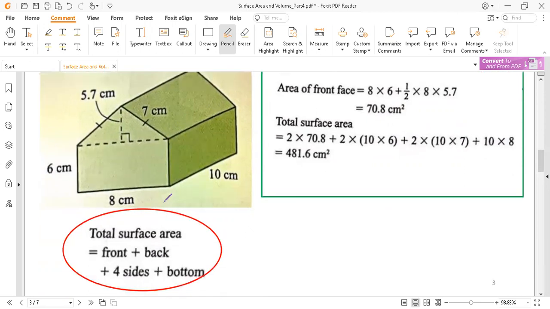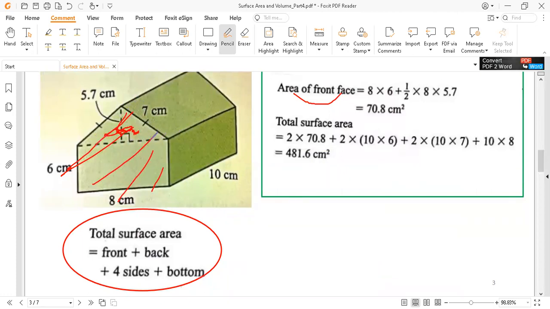So we have different faces here. First of all, we have the front face. The front face is a composite shape: a triangle with a rectangle at the bottom. This is the front face. It is easy to compute its area. For the triangle, the area is 1/2 times the base times the height.